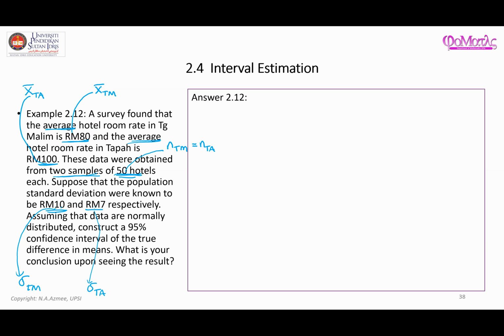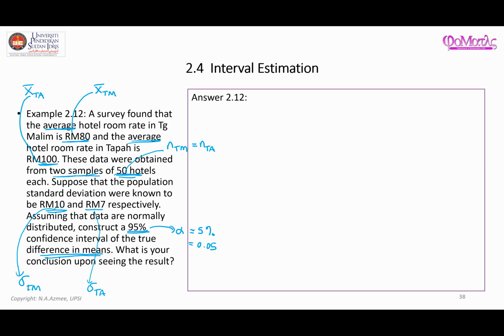Now, assuming that data are normally distributed, construct a 95% confidence interval of the true difference in mean. So you're going to find some value subtract with another value. And here is a 95% confidence interval, which means that your alpha is going to be equal to 5%, which is the same thing as writing down 0.05.